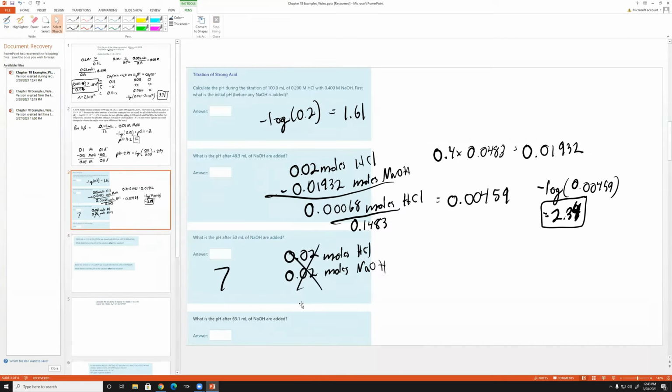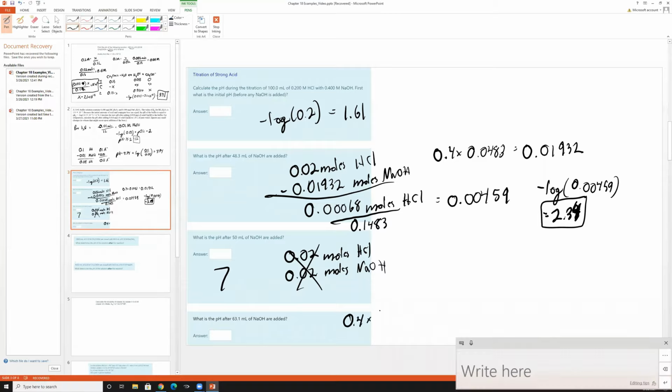The next one is what is the pH after 63.1 mL of NaOH are added? So we do the same thing. We figure out how many moles that is. It'll be 0.4 molarity times 0.0631.